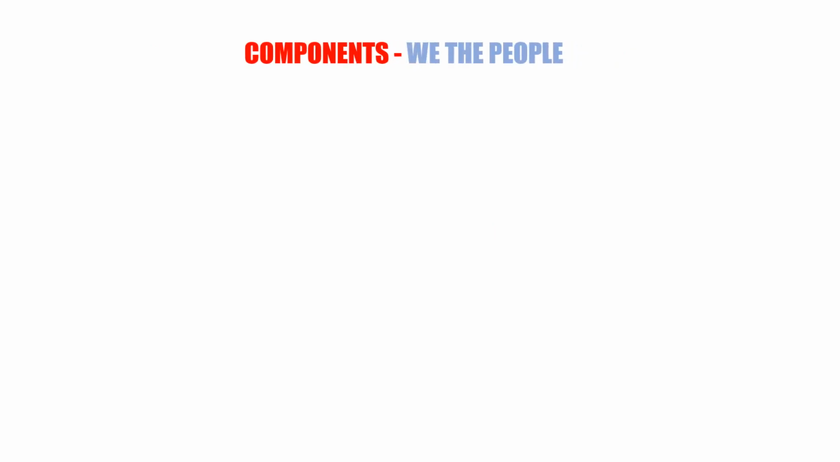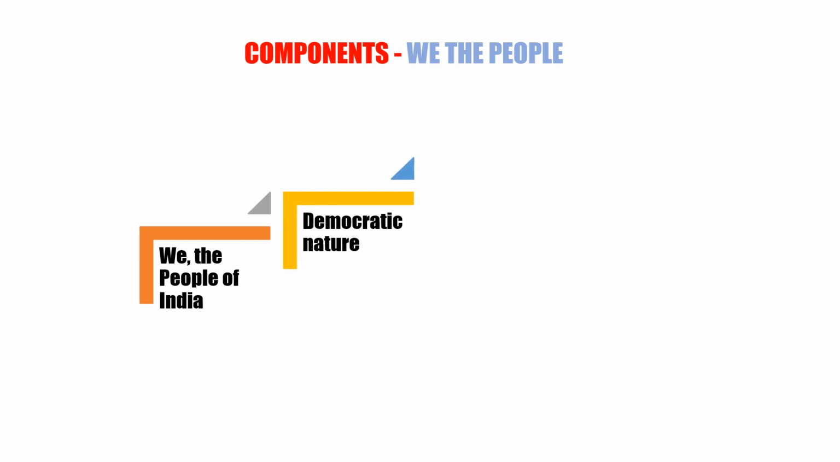The key components of the Preamble. We the people of India. The Preamble begins with the phrase, "We the people of India," emphasizing the democratic nature of the Constitution. It signifies that the power and authority of the Constitution originate from the citizens of India.